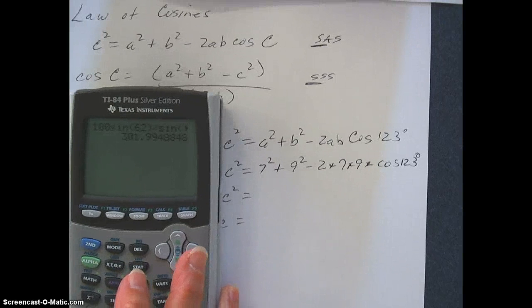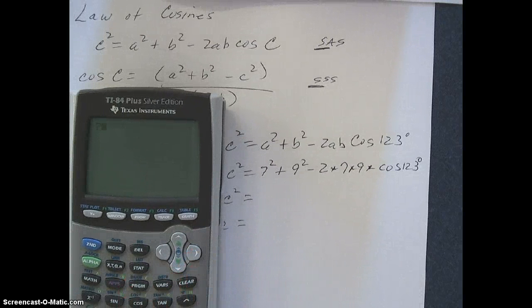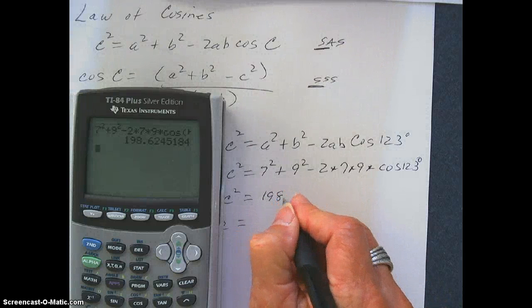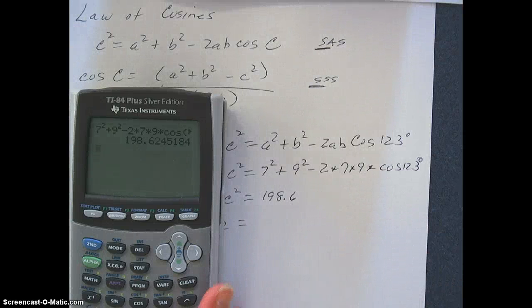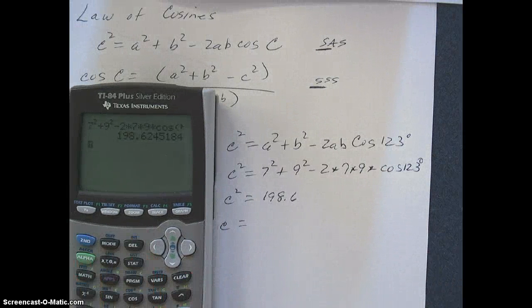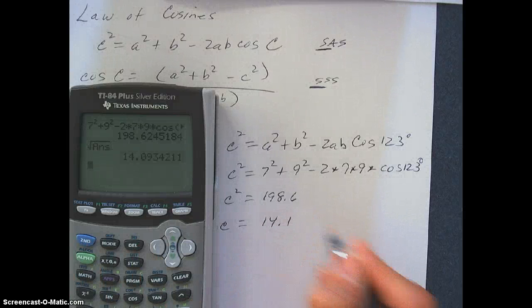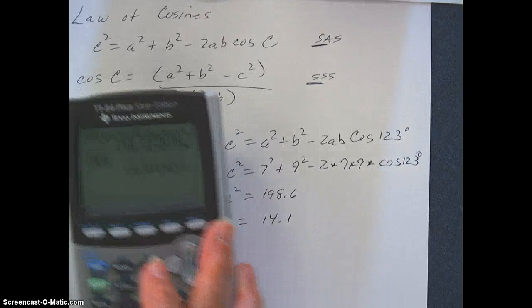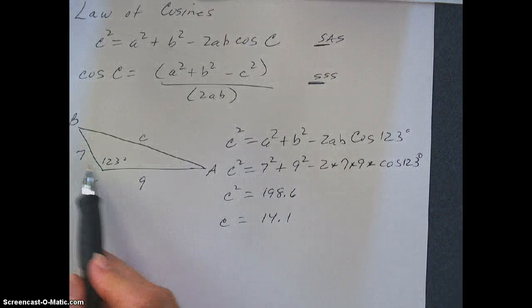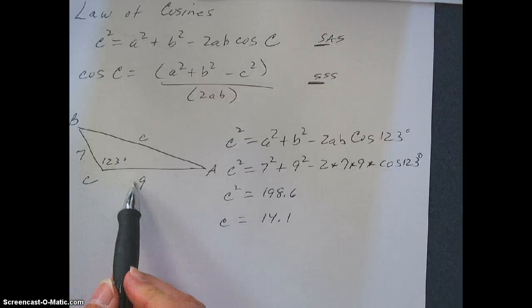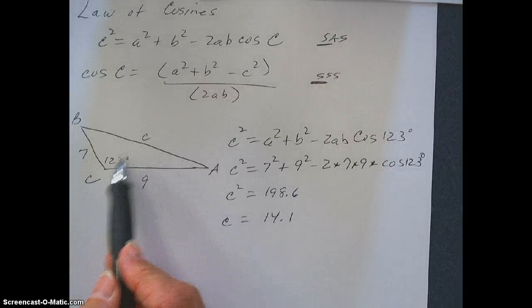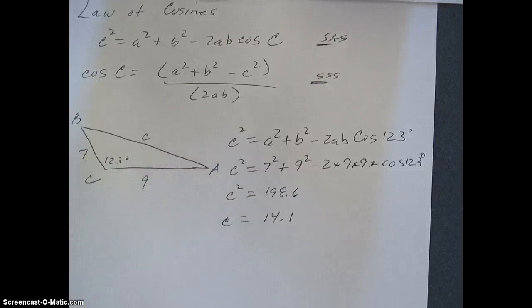So again, I always encourage you to punch with me. So 7 squared plus 9 squared minus 2 times 7 times 9 times the cosine of 123 is going to be 198.6. But the extra step here is this is C squared. So we'll have to take the square root of this to get side C. So again, try to make some sense. Does this make sense that if this were 7 and 9, side C is across from the biggest angle, so it should be pretty big.